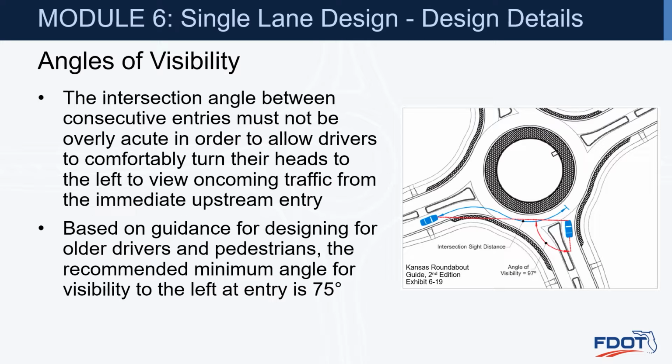Angles of visibility. The intersection angle between consecutive entries must not be overly acute in order to allow drivers to comfortably turn their heads to the left to view oncoming traffic from the immediate upstream entry. Based on guidance for designing for older drivers and pedestrians, the recommended minimum angle for visibility to the left at entry is 75 degrees.